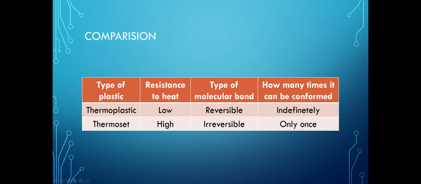And how many times can it be conformed? Thermoplastic can be conformed indefinitely, since you can melt it, and when it cools, it becomes solid again. But thermosets can only be conformed once, since if you try to melt them again, instead of melting, they will decompose. So that is the video explaining the different kinds of plastics.